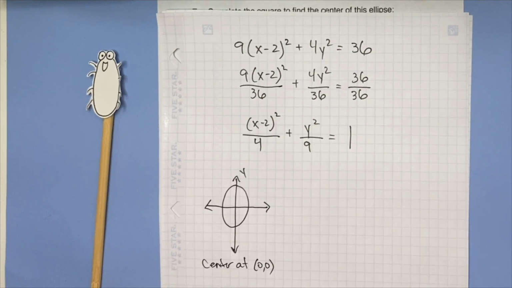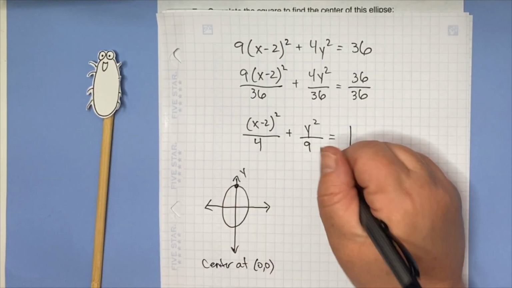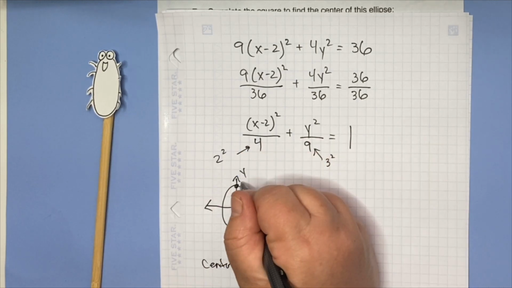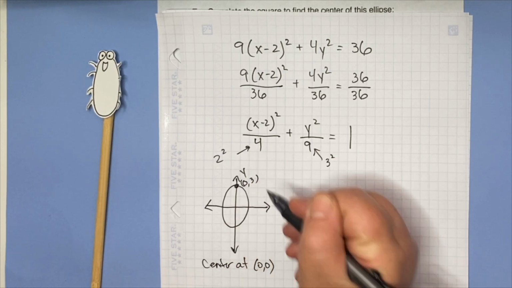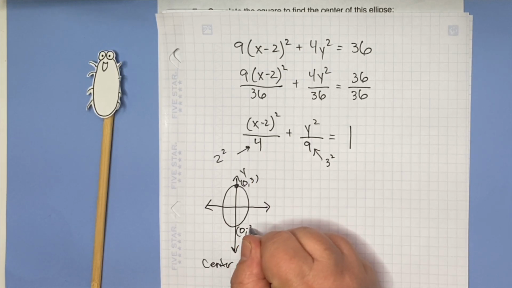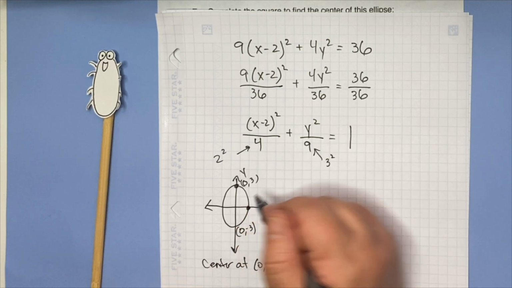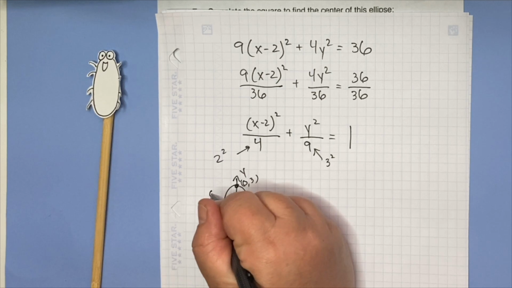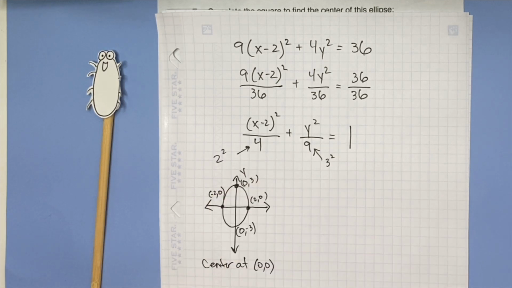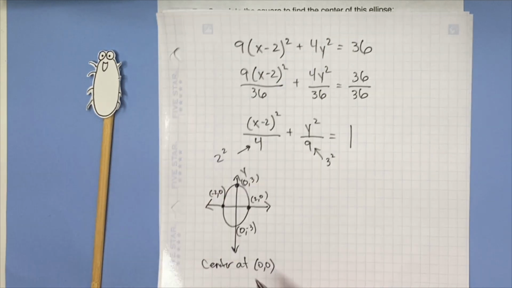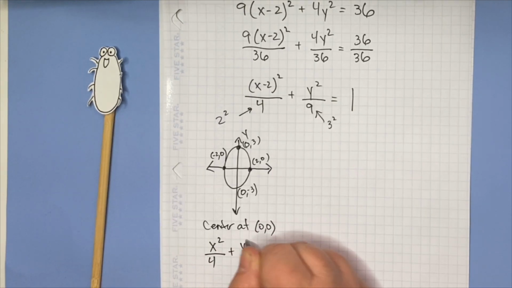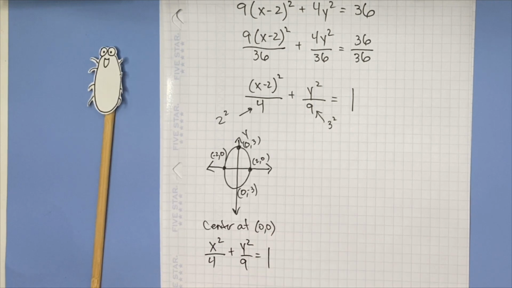And if we're looking at the major axis, right, 9 is 3 squared, 4 is 2 squared, so this would be up at 0, 3, down at 0, -3. This is over at 2, 0. This is over at -2, 0, right? So that's our center at 0, 0. So this would be what would happen if we had x squared over 4 plus y squared over 9 equals 1. So that's centered at 0, 0. We don't have that.